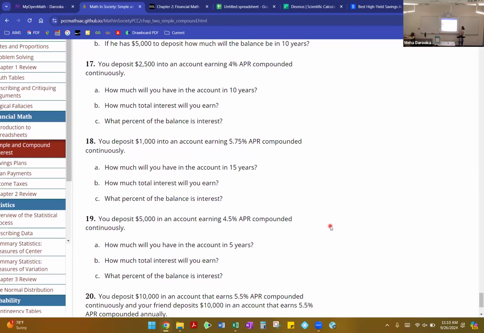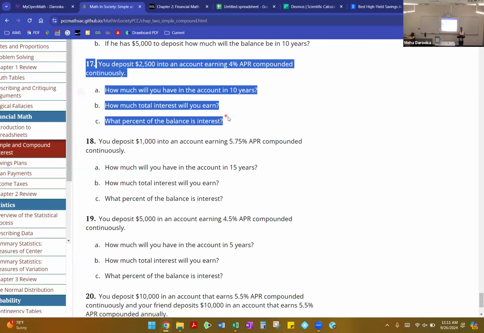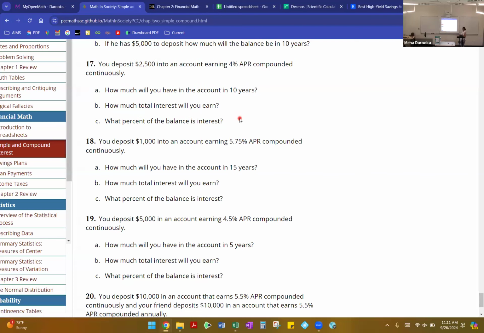You deposit $2,500 into an account earning 4% APR compounded continuously, and similar questions. How much will you have in the account in 10 years? How much total interest will you have earned? And what percentage of the balance is the interest? So we're looking at 17 over here. I'll let you write those numbers down if you need to before I copy and paste it over in our spreadsheet. So you're depositing $2,500 for an APR of 4% compounded continuously, and they want to know the balance after 10 years.